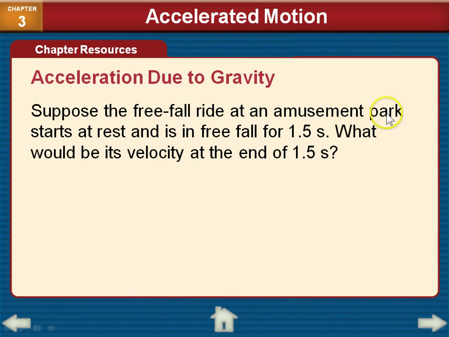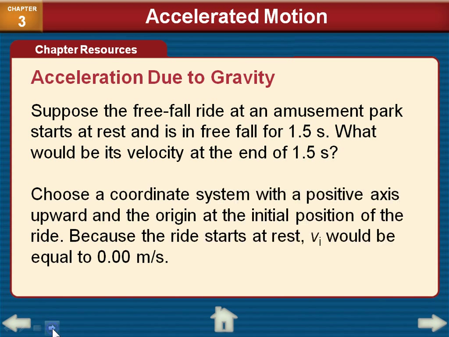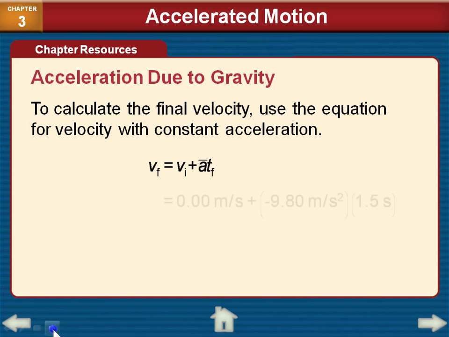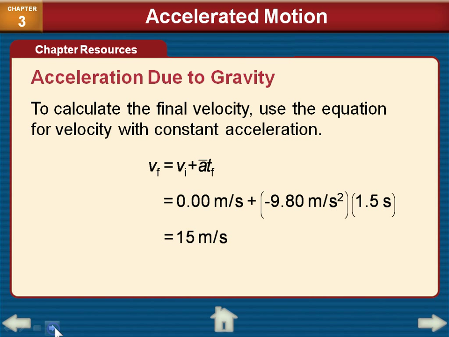Suppose a free fall rider at an amusement park at rest falls for 1.5 seconds. What would the velocity be after 1.5 seconds? Well, if you start out at 0 and you fall at 9.8 meters per second squared for 1.5 seconds, 9.8 times 1.5, you get right around 15.